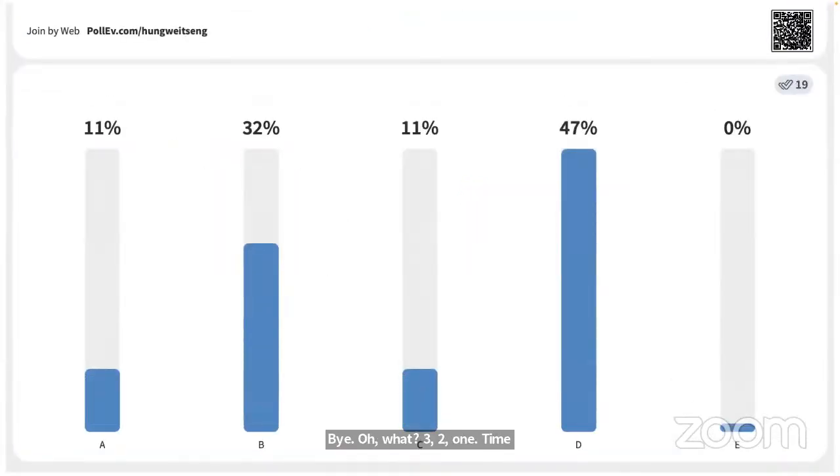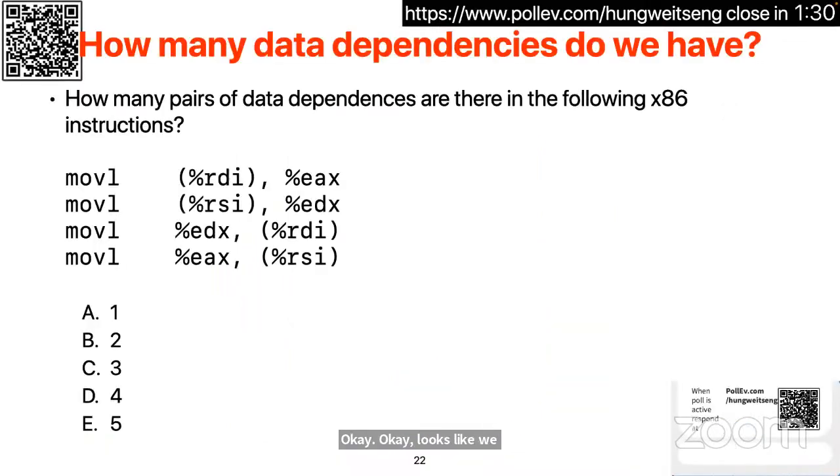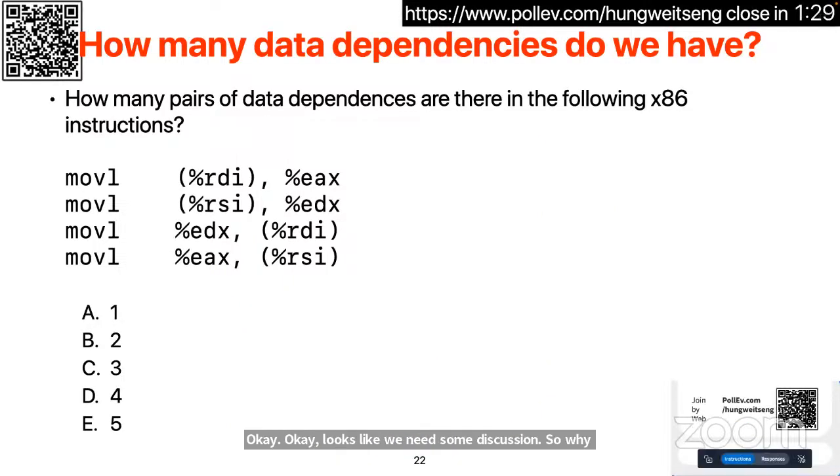Okay, looks like we need some discussion. So why don't you go ahead and discuss with each other and tell me how many data dependencies you see here?